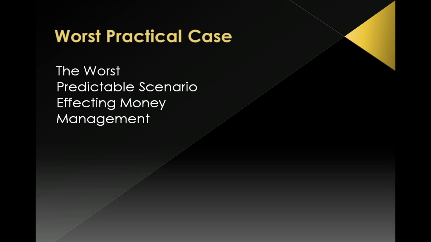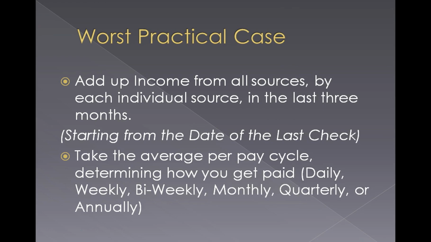Moving on to worst practical case. These are the worst predictable cases affecting money management. If you remember what I told you about worst practical case, let's assume it's something like income. In order to figure out what your worst practical case income would be, we take income from all sources, segment it by wherever the source was from, and go back 3 months and add them all up. This starts from the date of the last paycheck. After this, we take the average per pay cycle, depending on when you were paid, whether daily, weekly, bi-weekly, monthly, quarterly, or annually.